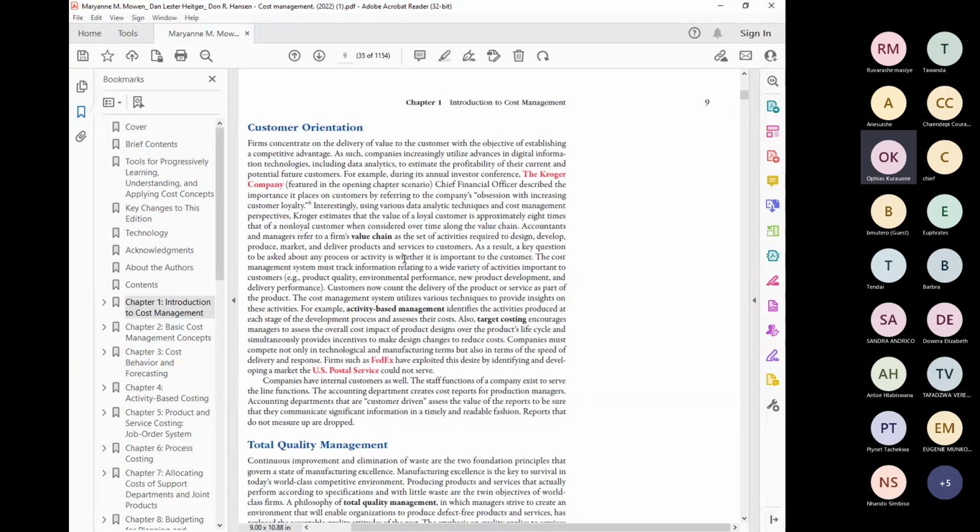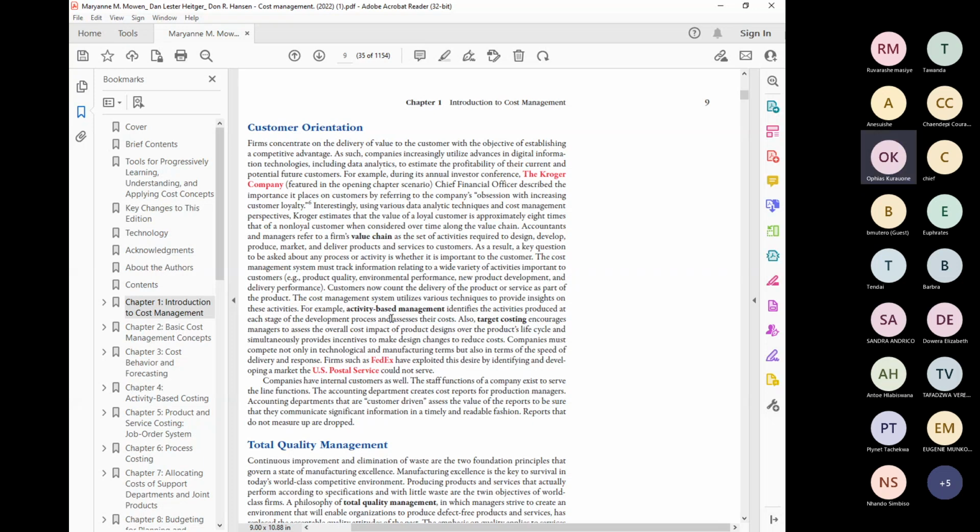So let's say this way, like the value chain. Accounting managers refer to a firm's value chain as the set of activities required to design, develop, produce, and deliver products and services to customers. That is very key, the value chain. What are you going to produce for the customers? What are you going to deliver to the customers?